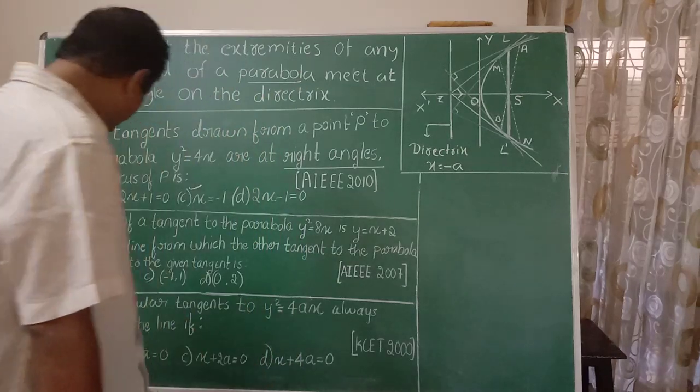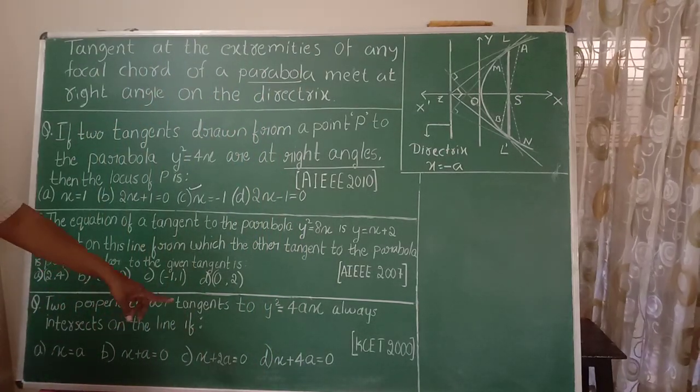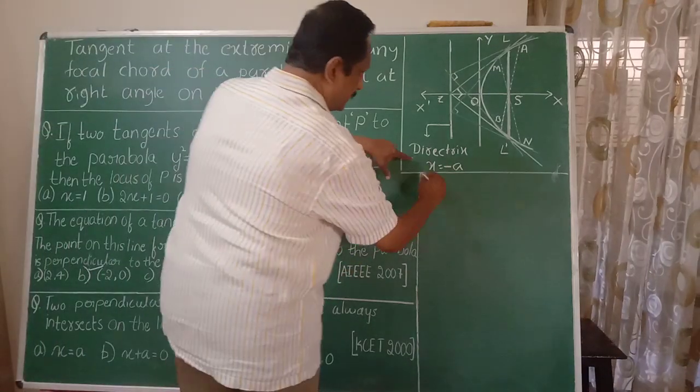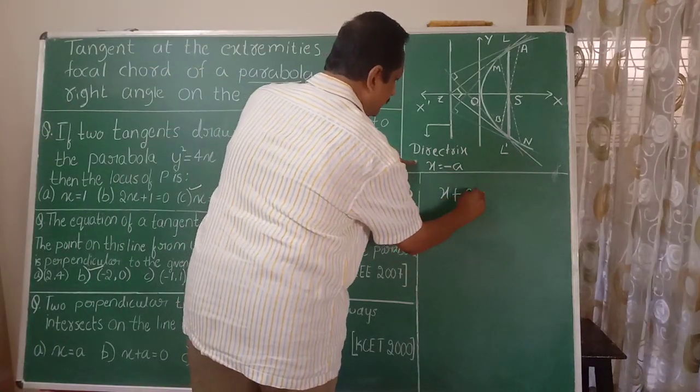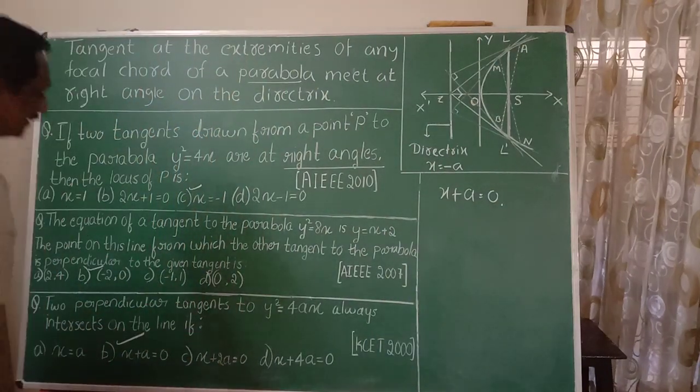Therefore the options are x equal to a, x plus a equal to 0, x plus 2 equal to 0, x plus 4 equal to 0. Then take minus a to the left hand side: x plus a is equal to 0. So therefore the second option is the correct one.